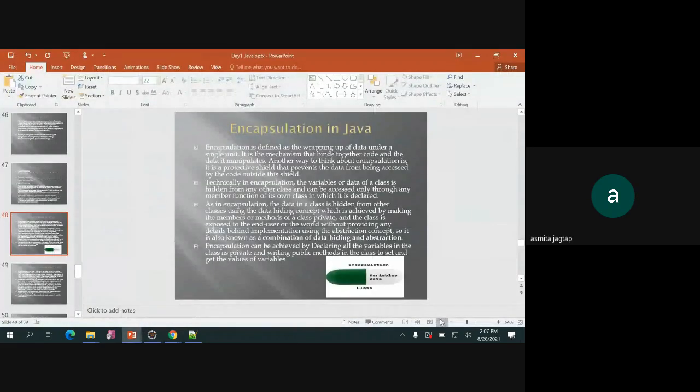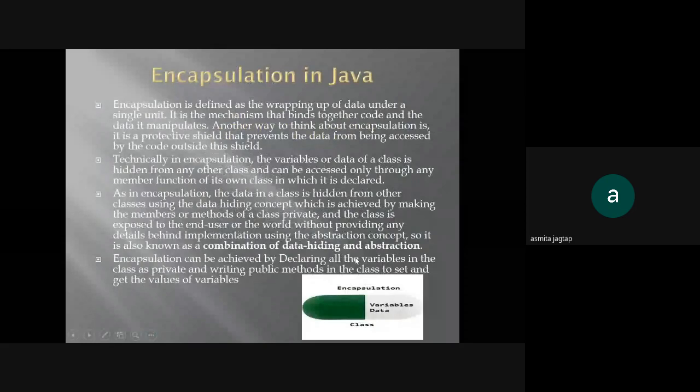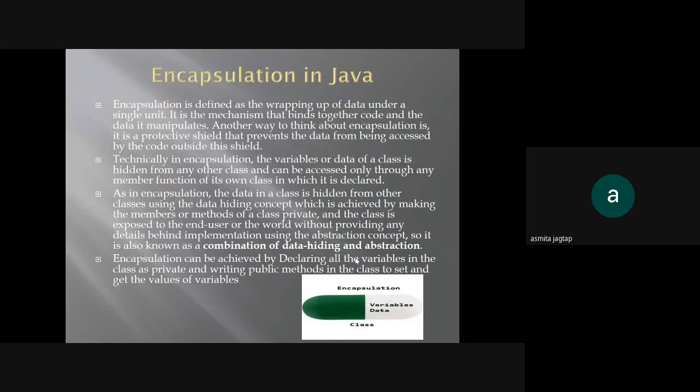Okay, so what is encapsulation? After inheritance and polymorphism, the third concept of OOPS is encapsulation. Encapsulation in Java is nothing but the wrapping of your data under a single unit. Like here it is shown in the figure. Your tablet is nothing but encapsulation, where the variables and your code are encapsulated under one unit. Together, it is called encapsulation.